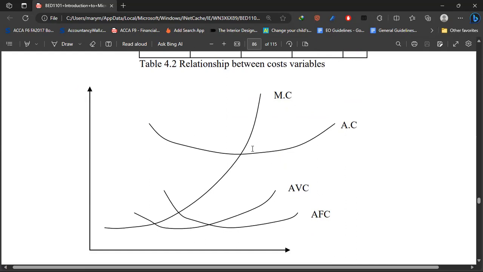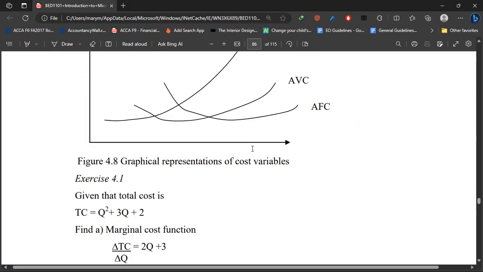You can see that the marginal and the average revenues are cutting across at certain stages, and then also being affected by the average variable cost and the average fixed cost. That is how the graphical representation of those cost variables normally looks like. It is very important for you to be able to master it.